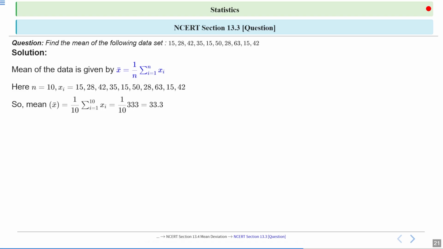If we add x1 plus x2 plus x3 plus up to x10, then we get 333. So mean x bar equal to 1 by 10 times 333, and this is equal to simply 33.3. Therefore, the mean of the dataset is 33.3.